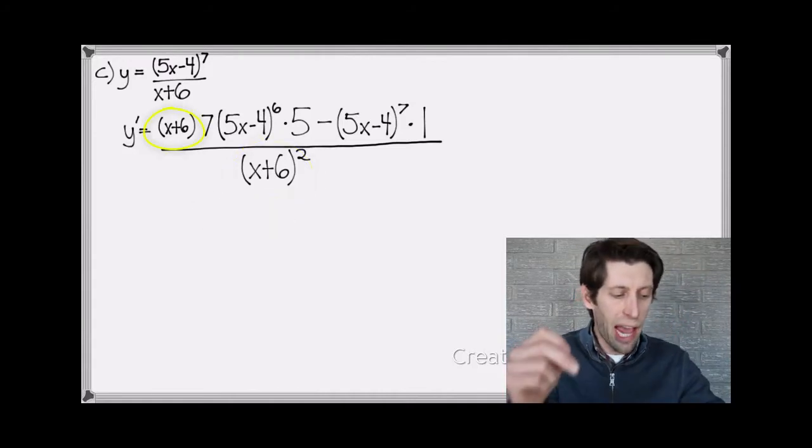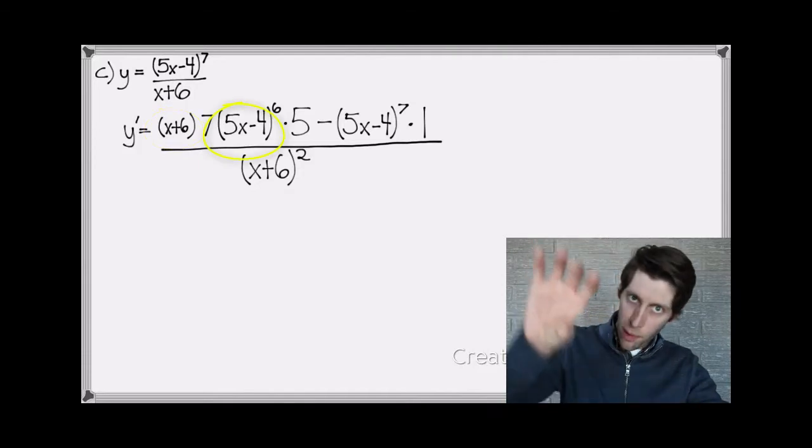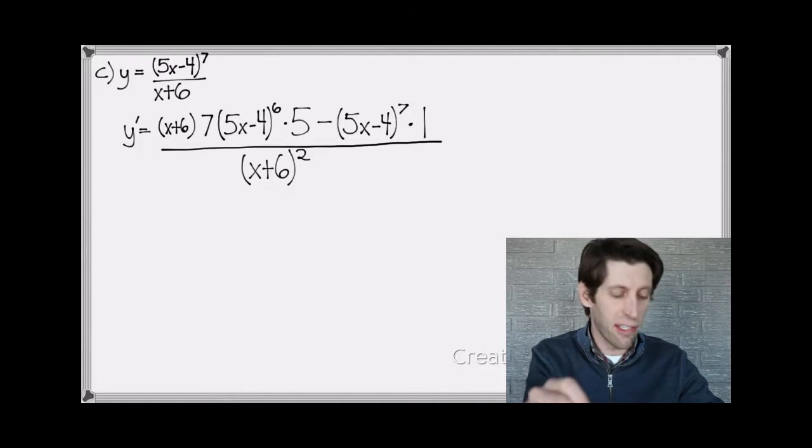You'll notice here that x plus 6 is the low. The derivative of the top, we slide that 7 down in front. You'll notice that we do not touch the inside here, which is 5x minus 4. We subtract 1 from the exponent that used to be there. Used to be a 7 there, now there's a 6. And then finally we multiply by the derivative of the inside. The derivative of 5x minus 4 is just 5.